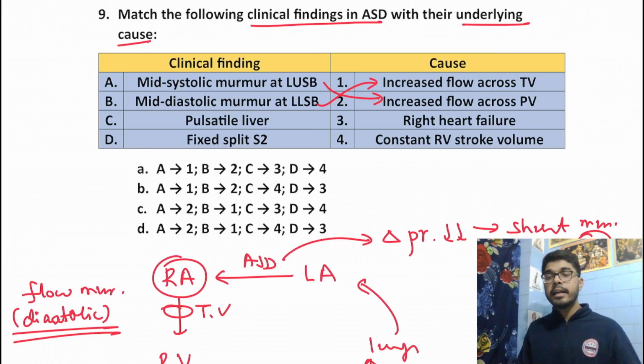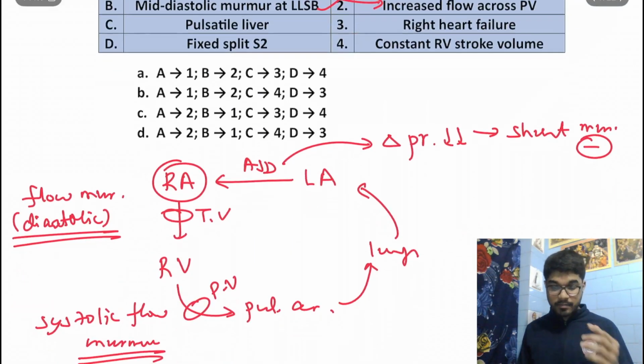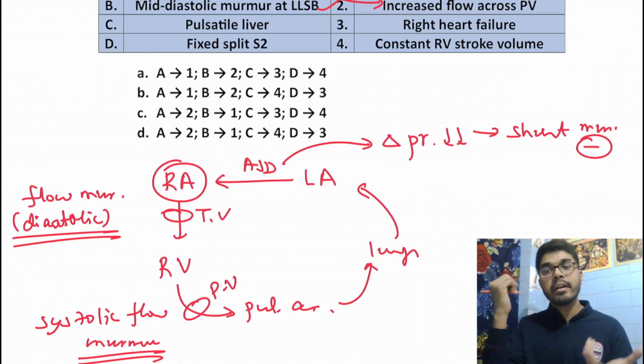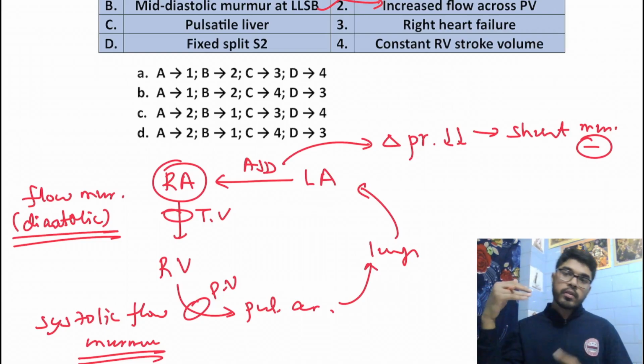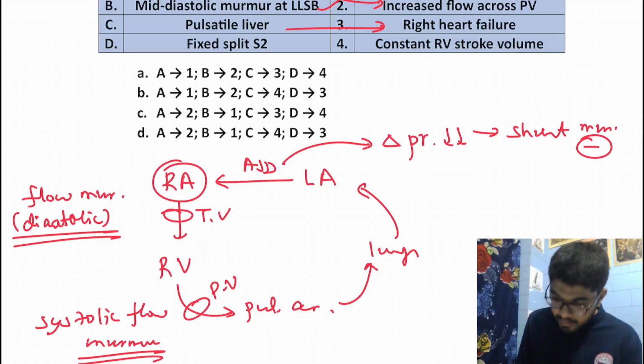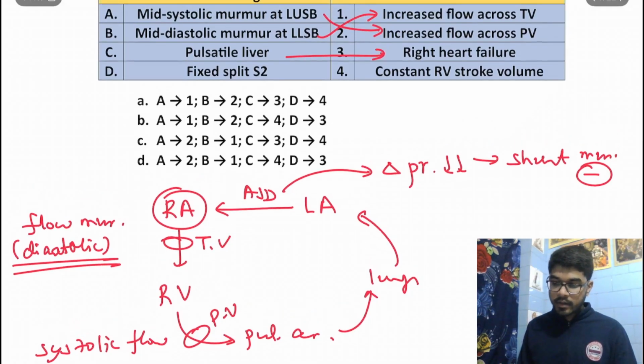Okay. Pulsatile liver is due to right heart failure, right? With time, of course, when an increased amount of blood is presented to the right atrium and right ventricle, the right ventricles are going to go into failure. Due to right heart failure, there will be backflow and we would get a pulsatile liver. So this is also pulsatile liver due to right heart failure.